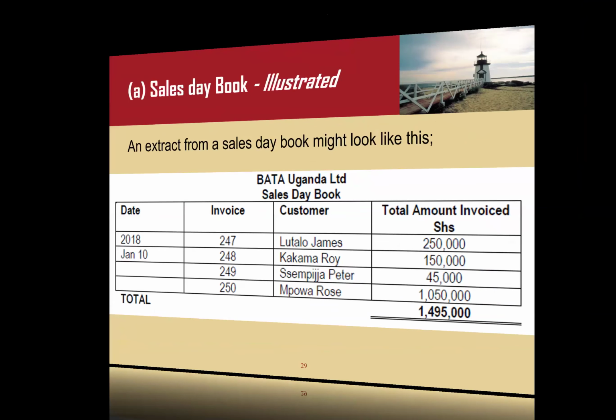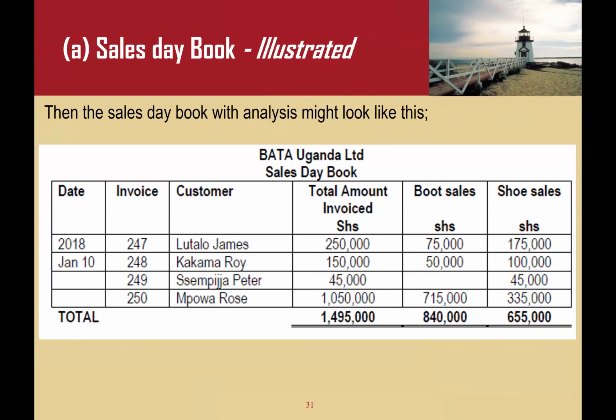If you want to fully analyze it, you can still analyze where you split the transactions into their constituent elements, like that 250. Someone will know that, yes, the 250, 75,000 goes for boot sales, 175 is for shoe sales, and so on. So as you can see, you must show the date of the transaction, the invoice, the customer, the total.